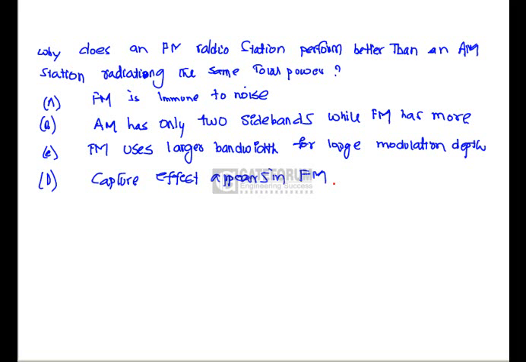Why does an FM radio station perform better than an AM radio station for radiating the same total power? We know that in case of AM radiation, the information is present in the amplitude variations of a signal, whereas in case of an FM radio station, the information is mainly present in the frequency variations. Here, the noise mainly affects the amplitude variations. It doesn't affect the frequency variations. Hence, FM is more immune to noise compared to AM. Hence, option A is correct.